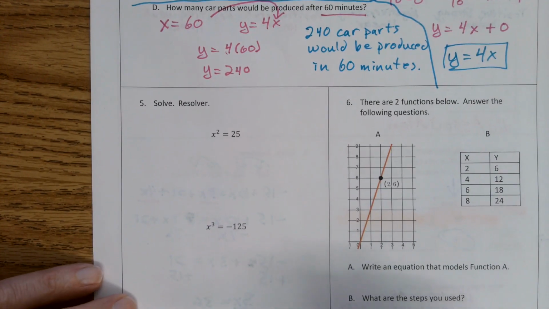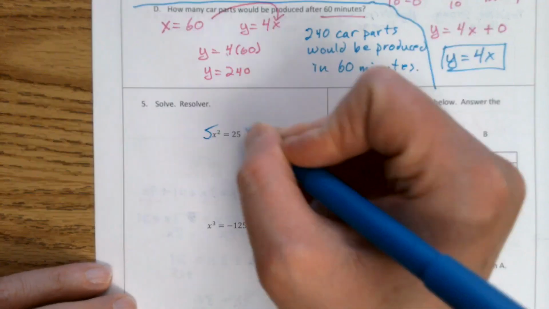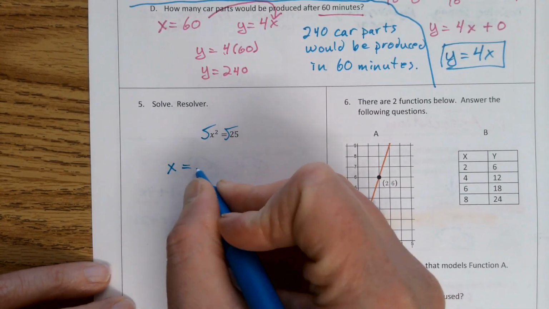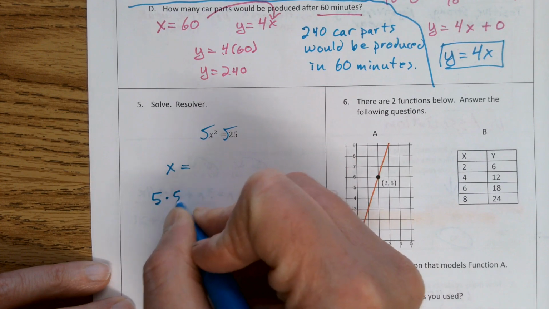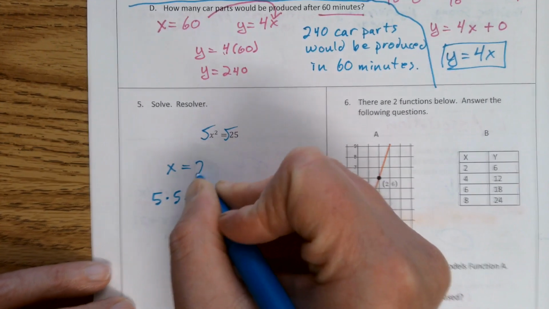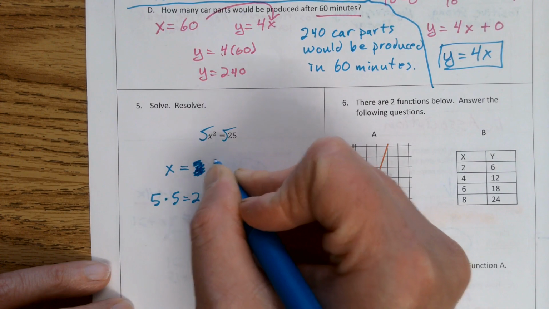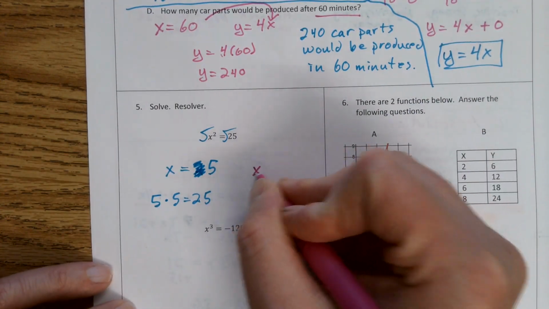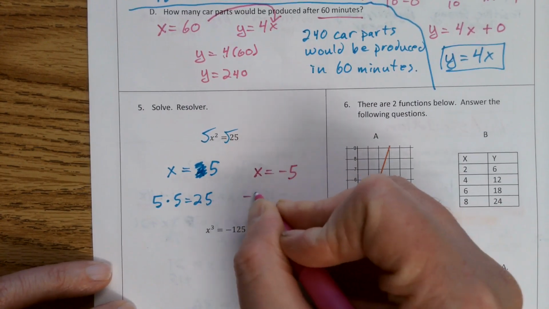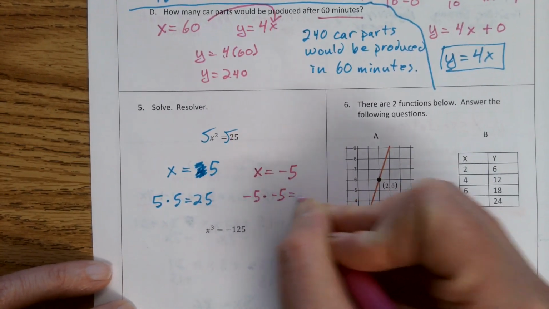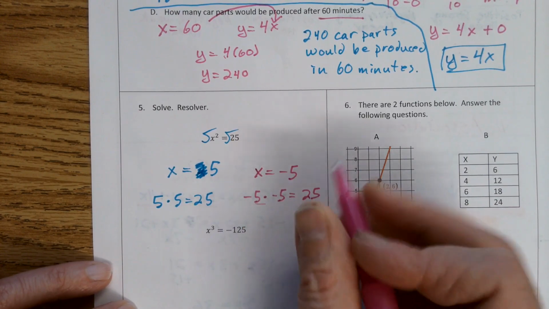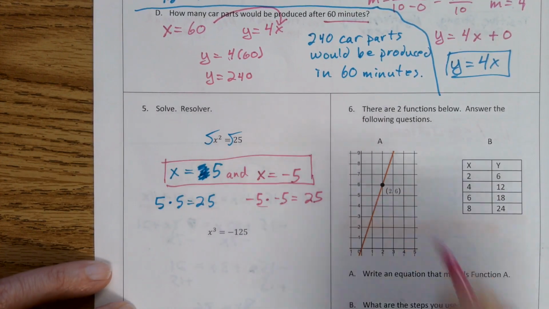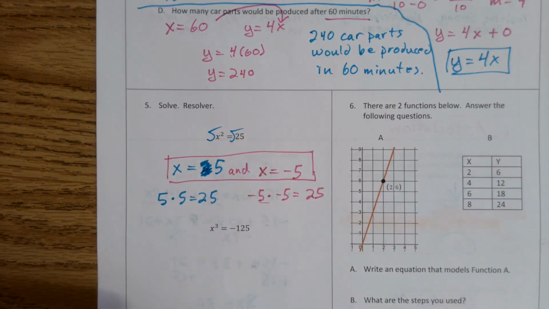Okay, so x squared equals 25. You want to square root both sides to get rid of the exponent. So that becomes x equals, and I know that 5 times 5 is 25. So x equals 5. Now, that's not it. We're halfway done. The other answer is x equals -5, because -5 times -5 is also equal to a positive 25, because the negatives cancel out when you multiply. So this technically has two answers, positive 5 and -5.